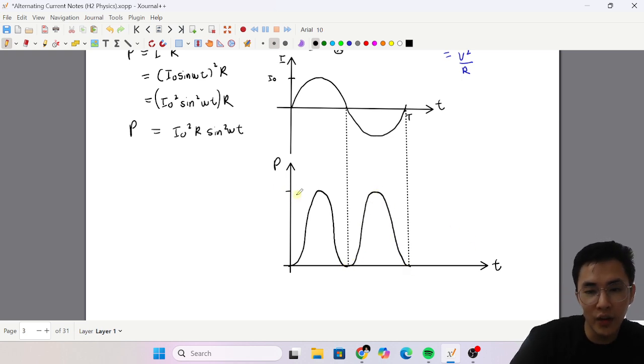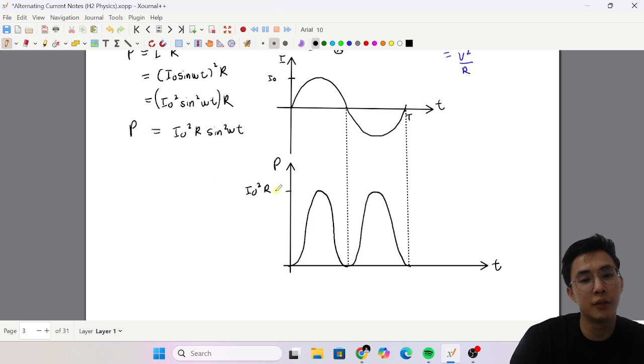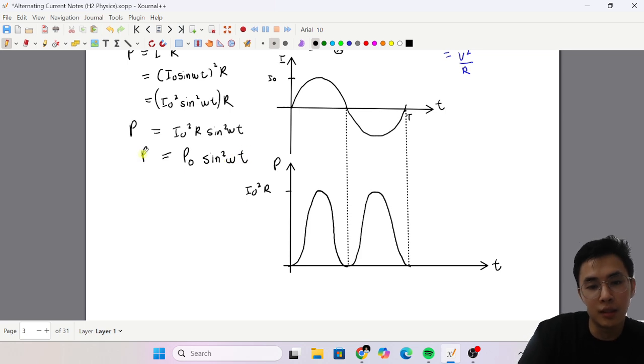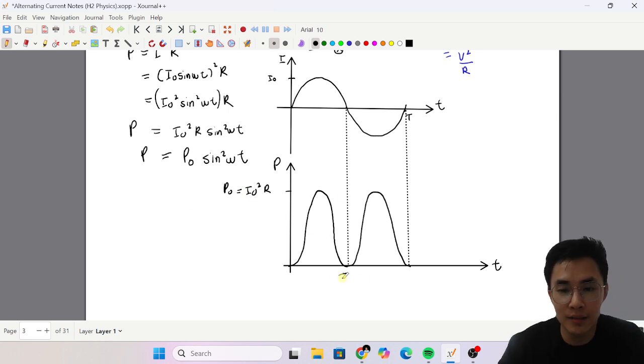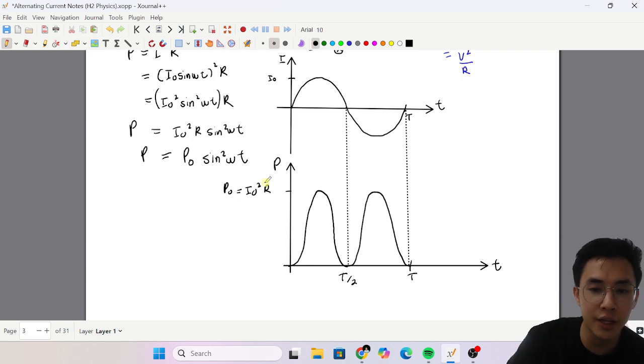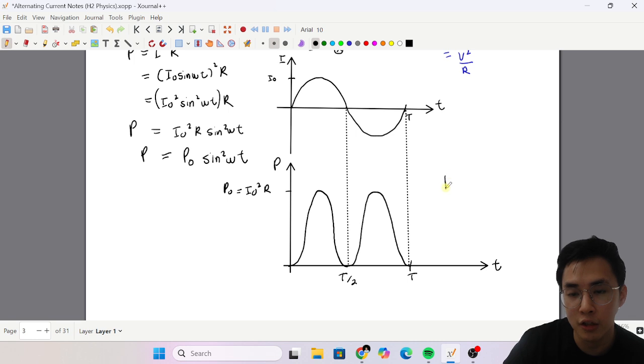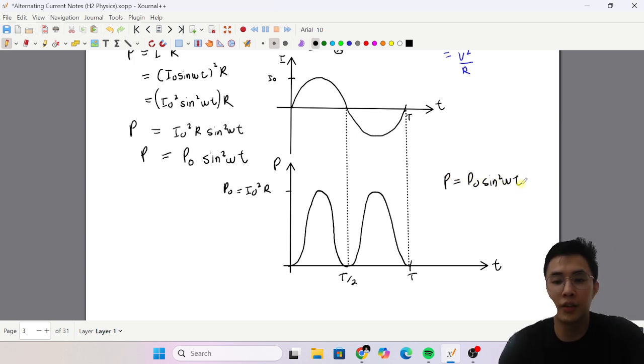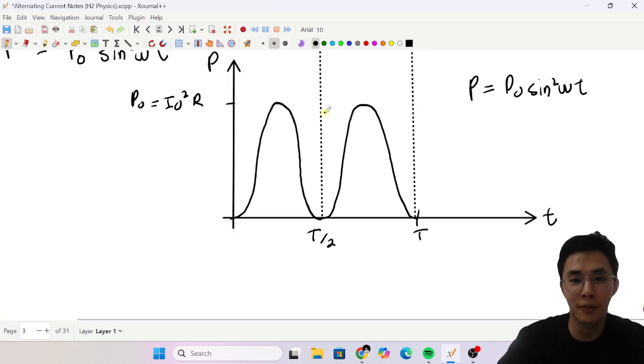This value is the peak power, which is I naught squared R, which is also the same thing as saying that's my maximum power, P naught. So we can call this P naught, the peak power, and this is T over 2, and this is T. This is how you can get the power expression with time. So power is just P naught sine squared omega t.